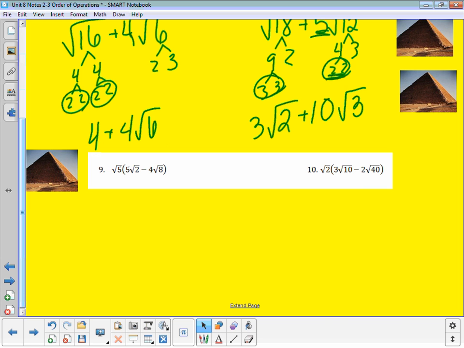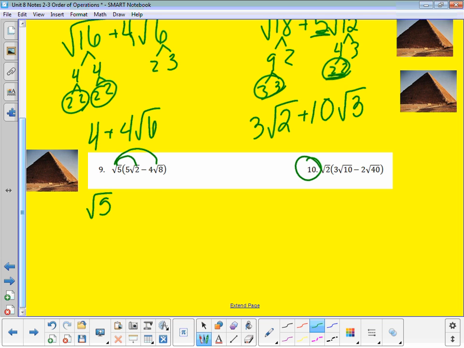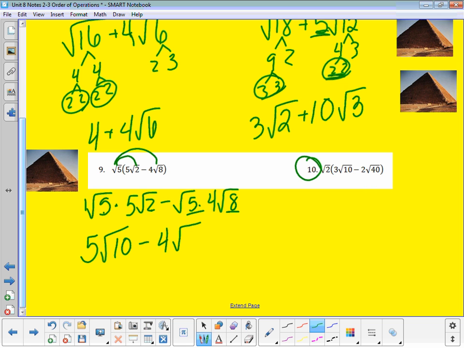I'm going to get it set up for you, and then I want you to finish it, and then you're going to do number 10 completely on your own. So we're having the square root of 5 times 5 square root of 2 minus the square root of 5 times 4 square root of 8. So I'll do the first term for you. You're going to multiply the coefficients 5, and then 5 times 2 is 10. Here you're going to multiply 4, and then underneath here, 5 times 8 is 40.